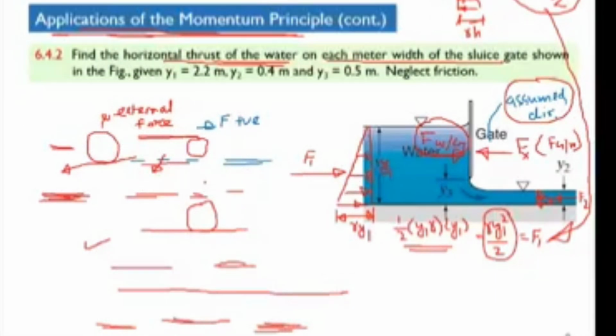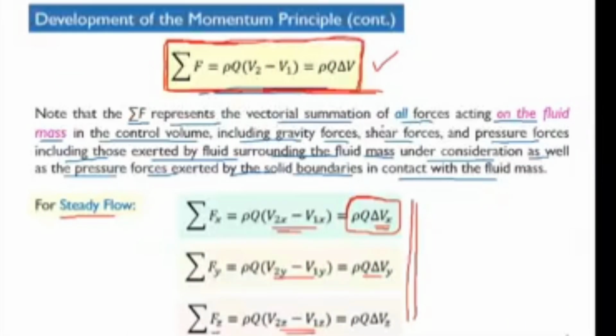If I go back, what you have written here, this is the summation of all the forces acting on the fluid mass. Clear? The control volume here includes the gravity forces, the shear forces, and the pressure forces, including those exerted by fluid surrounding the fluid mass under consideration, as well as the pressure force exerted by the solid boundaries in contact with the fluid mass.